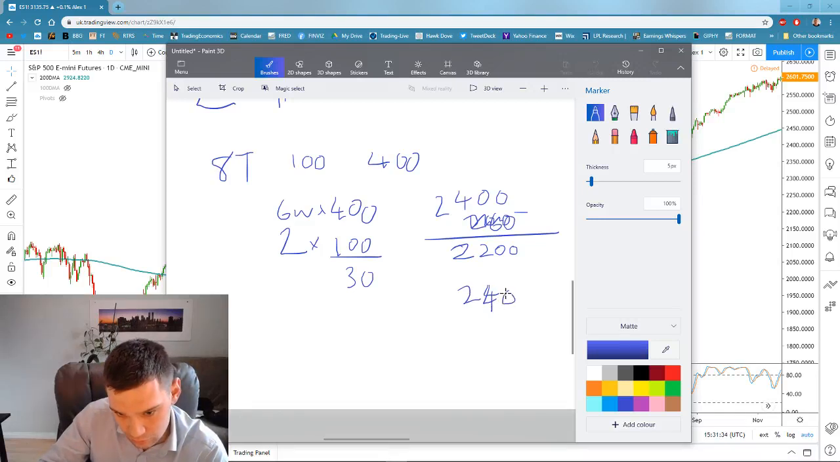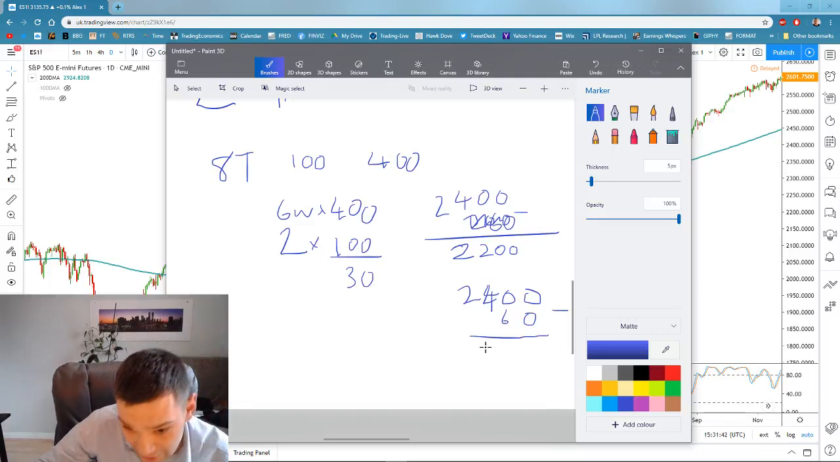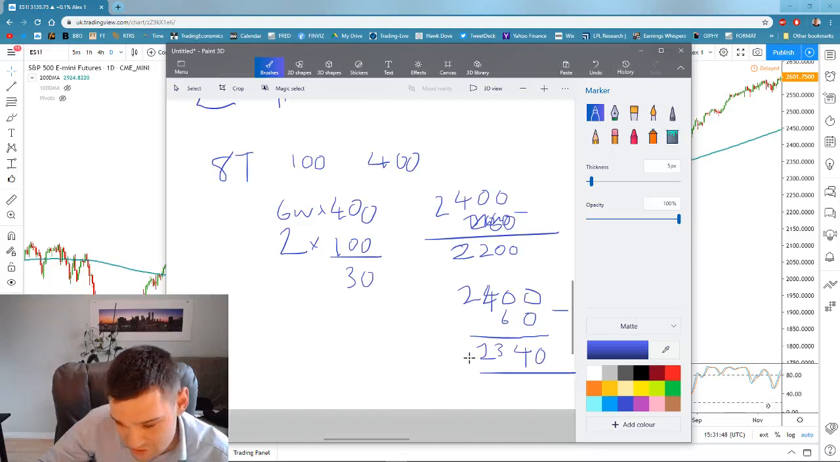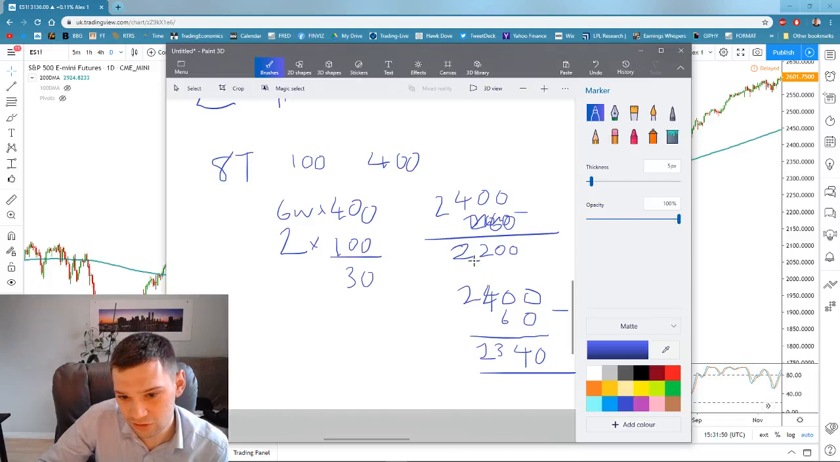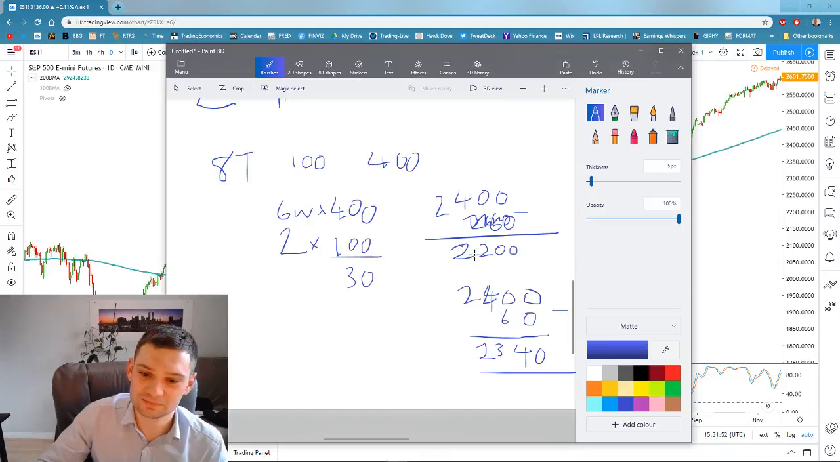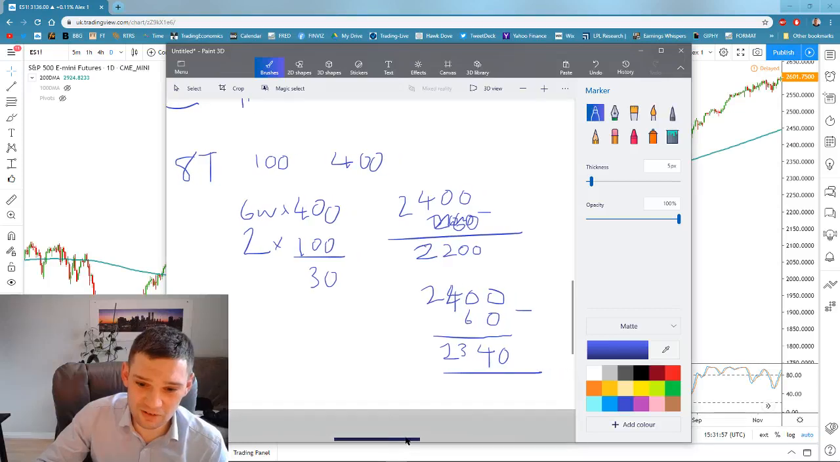minus 60 rather than 200. And obviously the higher the loss rate there, I can't actually add up, 340. So now this is a lot more than what that was originally, right? And that's my favourite way of boosting the numbers.